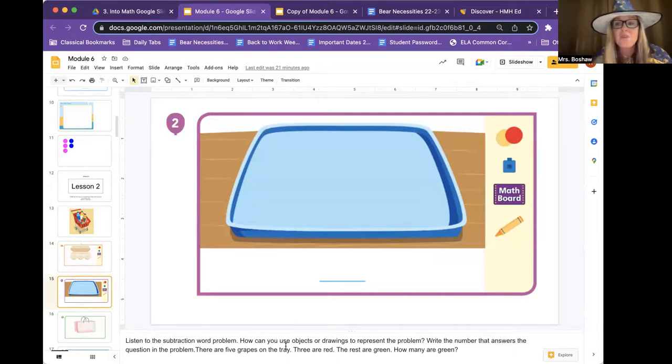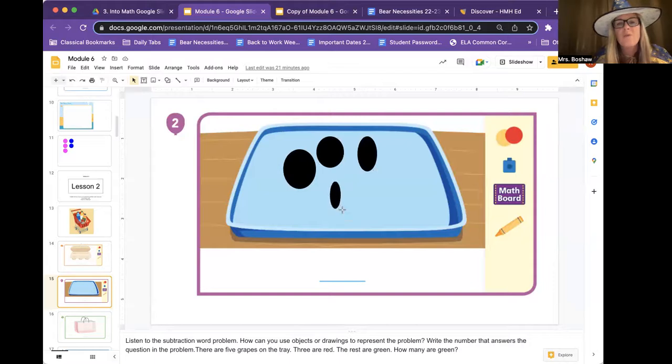There are 5 grapes on a tray. Ooh, let's go ahead and draw 5 grapes. I'm going to draw them all black for now. You don't have to draw them yet, but I'm going to draw 5 grapes. 1, 2, 3, 4, 5. Okay, 5 grapes on a tray. 3 are red. The rest are green. Okay, so here we go. 3 are red. I'm going to make those red.